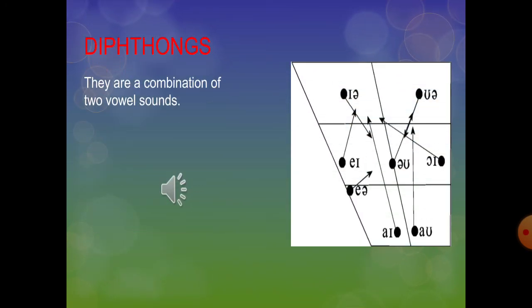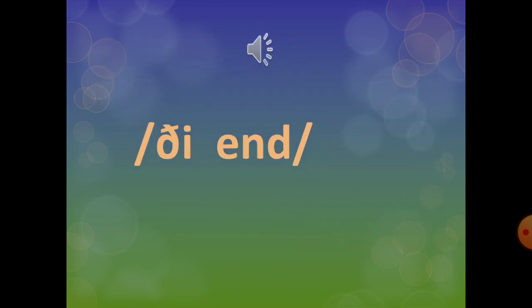A diphthong consists of a combination of two vowel sounds, which are produced when our vocal organs move from one vocalic position to another. For instance, from A to E, when we produce the sound I, as in high or by. The end.